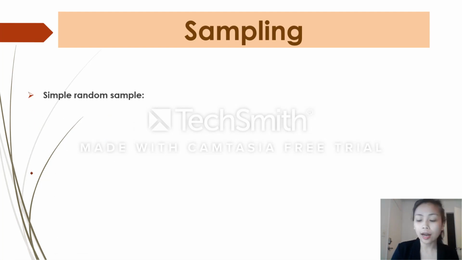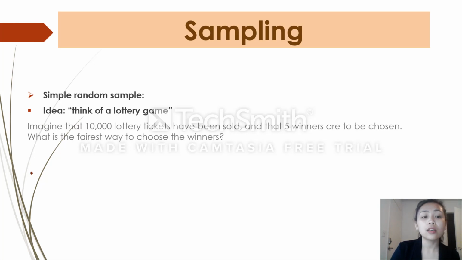The basic idea of simple random sample is just think about a lottery. You see, when you read the name of this sampling method, simple random sample, there's one thing you have to guarantee, that is randomness. So think about a lottery game.